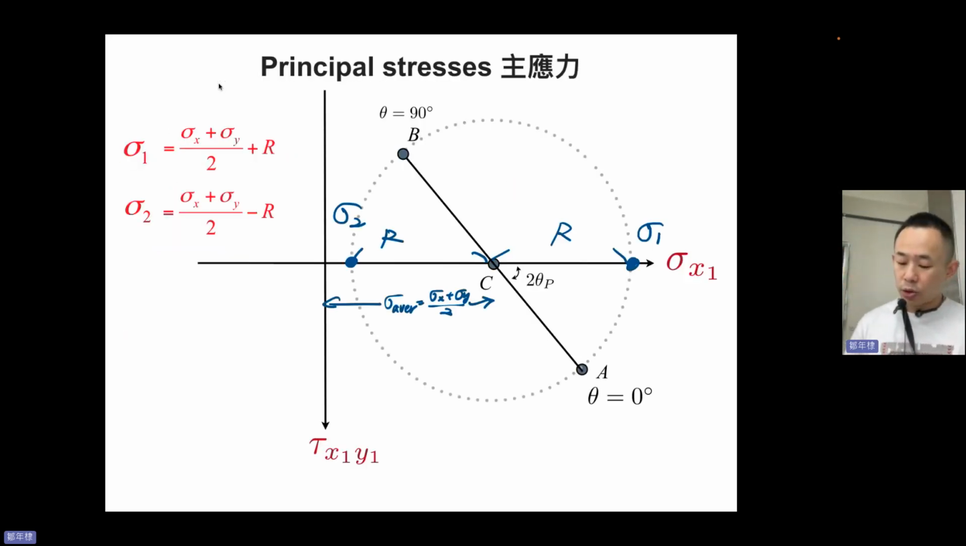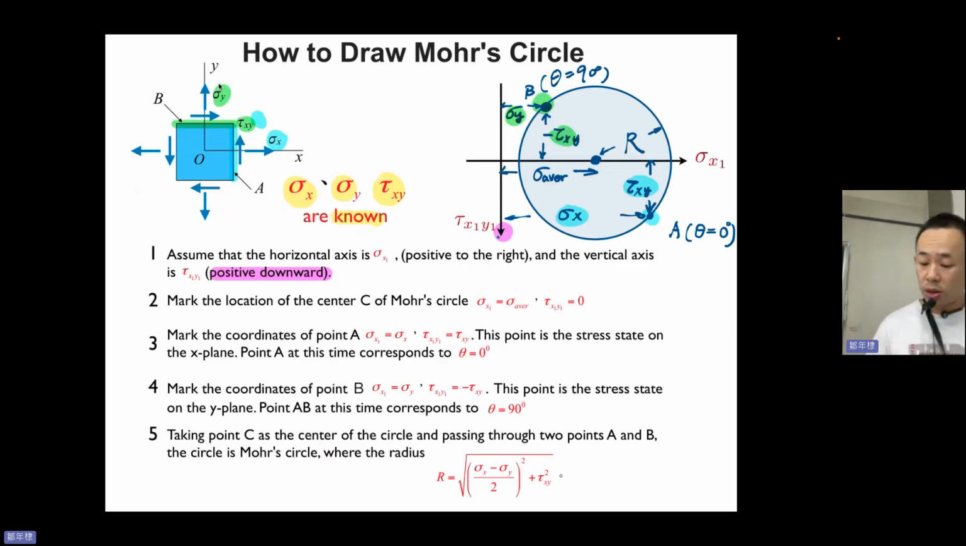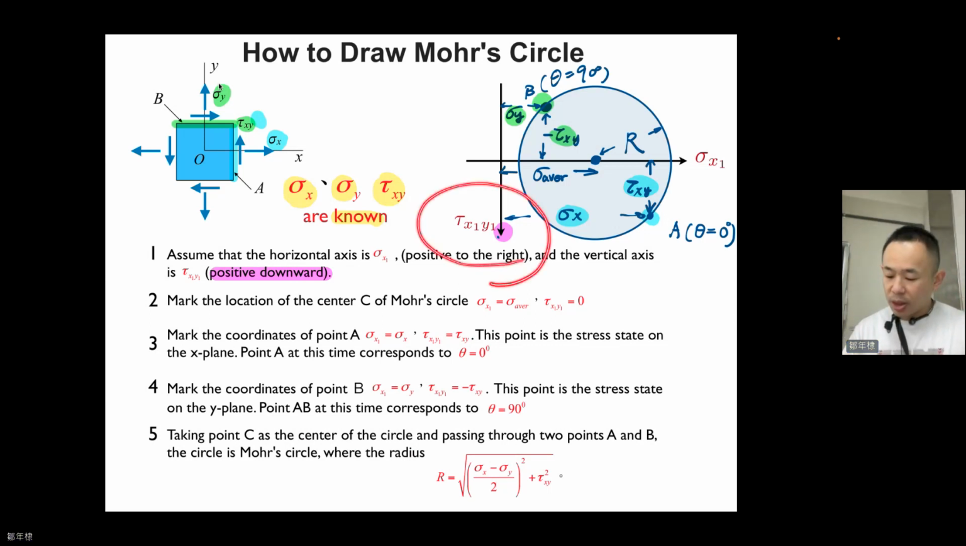Last week we talked about how to draw a Mohr circle. Mohr circle is really important. It's a really comprehensive, easy way for you to understand and draw the stress components in all the inclined sections. The only thing a little bit difficult to understand is that positive tau x1y1 points downward.